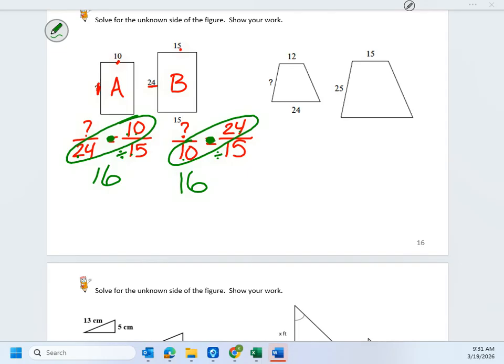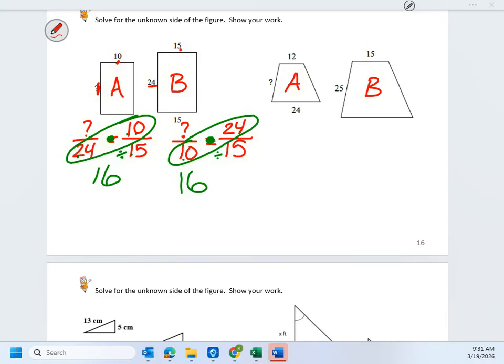Let's look at our second set of polygons. What is my first step? Rhoda. Label the figures. Label my figures. I need to pick my A and my B. This helps me keep it straight when I'm looking to match up those A's and those B's.